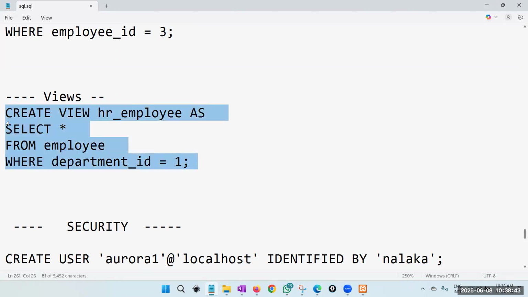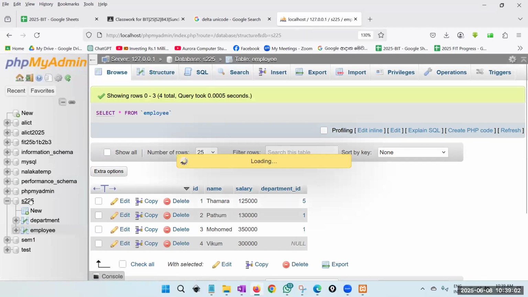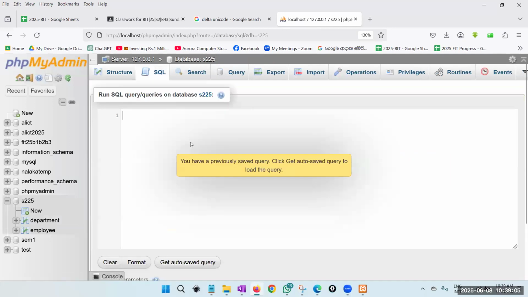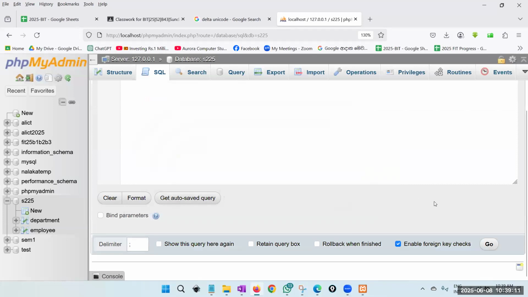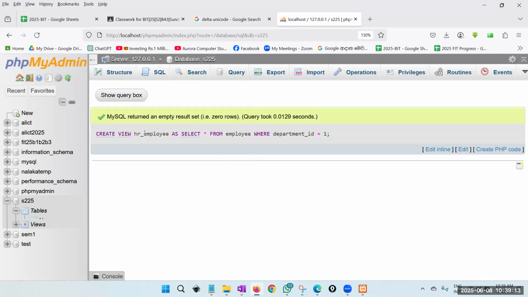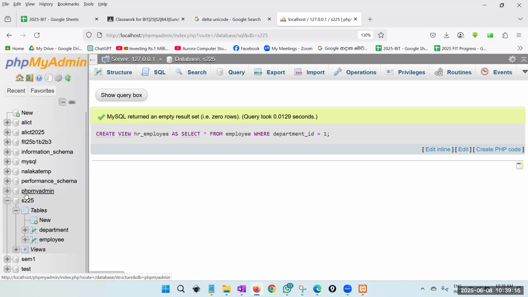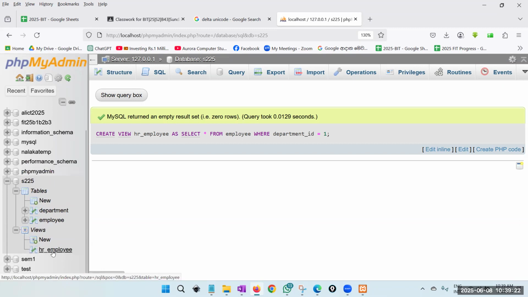Let's create it. You can give any name here. And if you want just some fields, you can restrict them here. We have already restricted the rows. If you want, you can project only the required columns also. I have selected my database, go to SQL and create it. Go. Now you can see under tables, we have department and employees. Under views, we have something called HR employee.